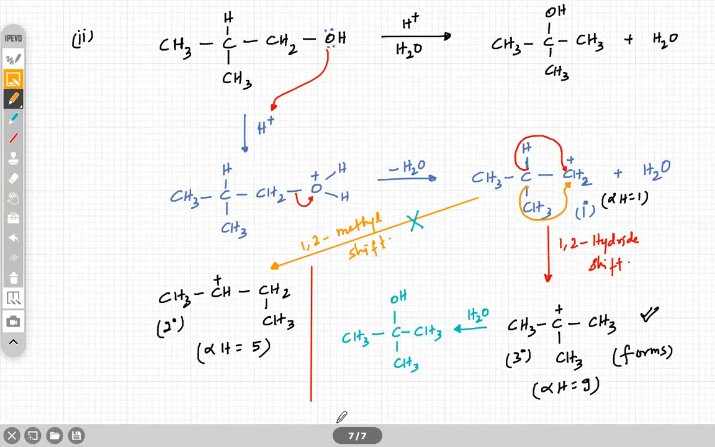Okay, so this kind of shifting takes place in SN1 reaction, not in SN2. Okay, I hope you get it.